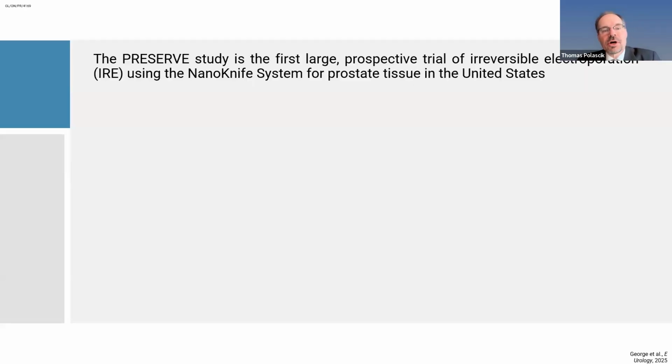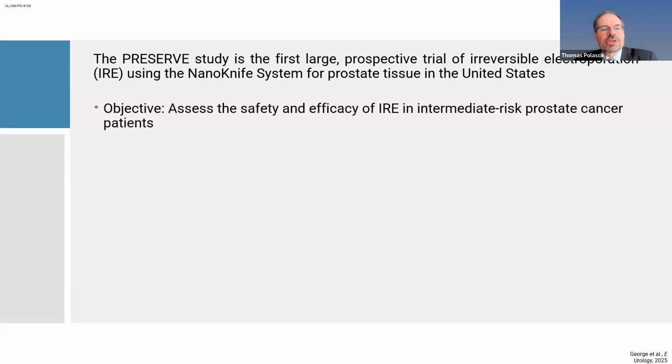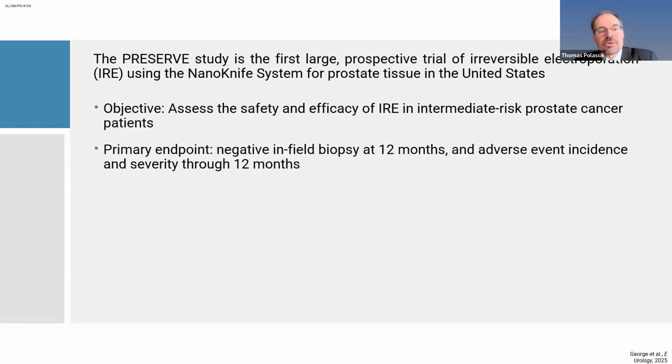This is the first largest prospective irreversible electroporation study using NanoKnife in the United States. The objective was to assess safety and efficacy of IRE in intermediate risk prostate cancer. Primary endpoint was a negative in-field biopsy at 12 months and determination of adverse event profile and severity through the first year.